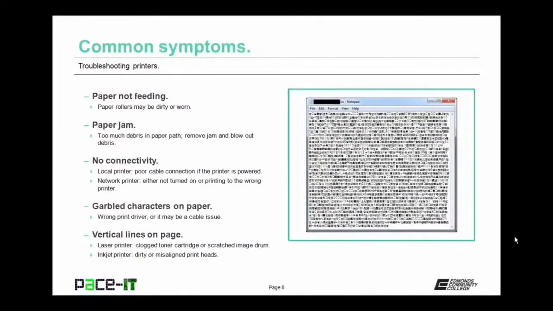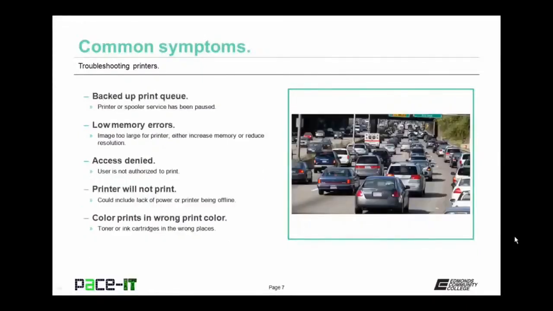Vertical lines on a page? Well, in a laser printer, that's caused by either a clogged toner cartridge or a scratched image drum. On an inkjet printer, it's dirty or misaligned print heads. Now, if you're experiencing a backed up print queue, that's usually caused by either the printer being paused or the print spooler service being paused. Unpause the printer or unpause the spooler service and that problem will go away.